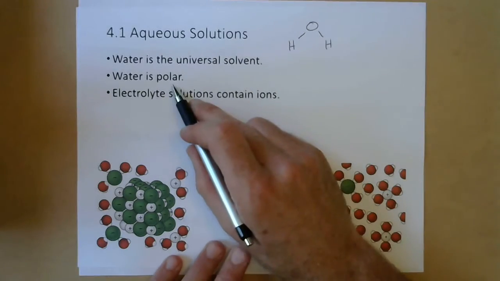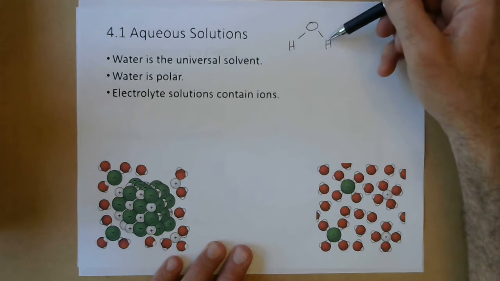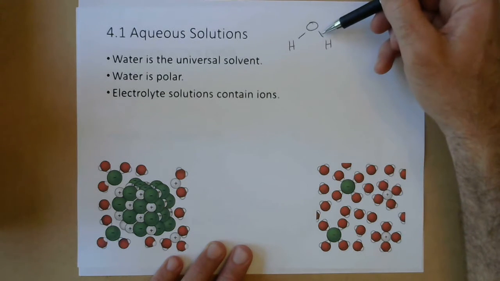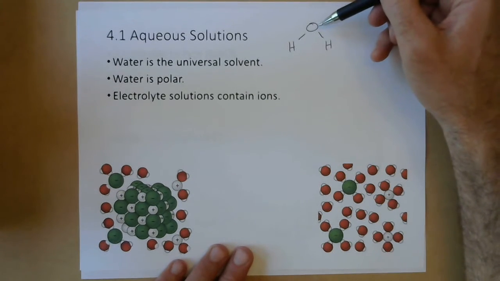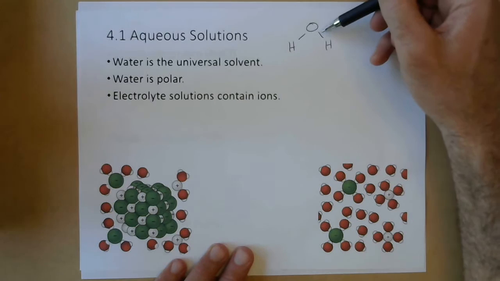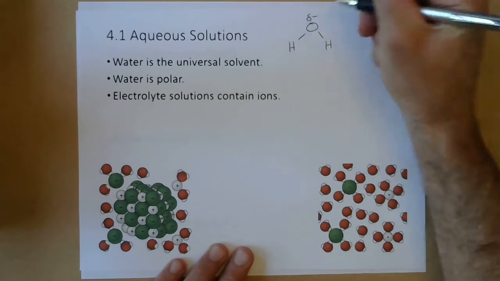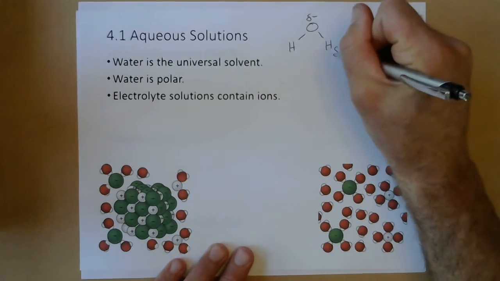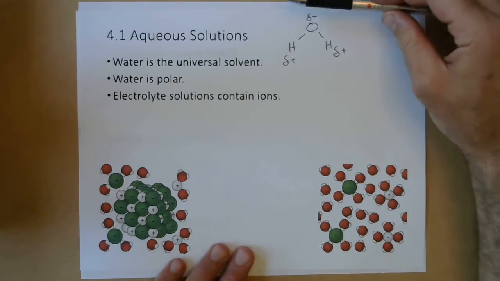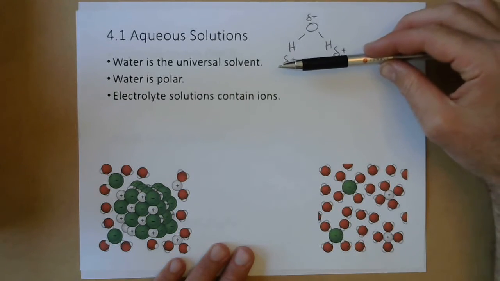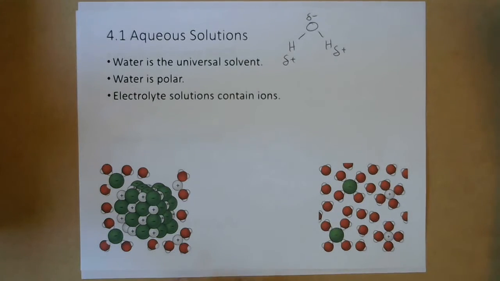Water is a polar molecule, and what that means is that in this bond right here, the oxygen and the hydrogen are sharing electrons, but they don't share the electrons evenly. The oxygen has a higher electronegativity, meaning it pulls the electrons closer to itself. So the oxygen ends up with a partial negative charge, and the hydrogens end up with partial positive charges. So you have a polar molecule, meaning that it has a negative side and a positive side, slightly negative and slightly positive on each side of the water molecule.